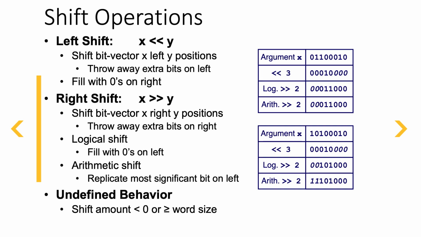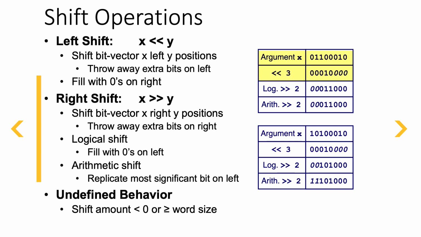So let's continue on to some more basics and take a look at shift operations. We've got left shift and right shift, so let's go ahead and cover them one at a time with a couple of examples of each. In a left shift, we use this double left arrow looking thing to indicate that we're going to take bit vector x and shift it left by y positions. Now this is pretty straightforward. We just throw away the extra bits on the left and fill with zeros on the right. So let's take a look at a couple examples of that.